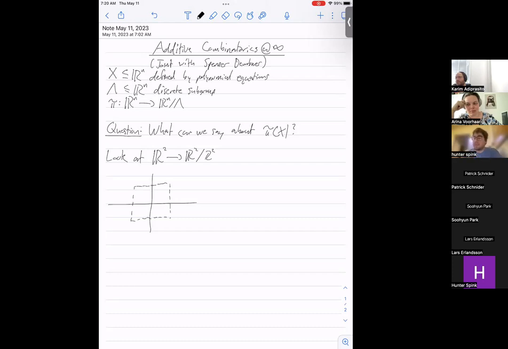So for example, if my variety is just the circle, then pi of X doesn't do anything scary. It just returns the same circle. So here I would have my model of R^2 mod Z^2, which is a square with opposite sides identified. And we would just see the circle. So here, pi of X is nice. And there weren't even any new interesting points that were approximated in the limit. So it's actually equal to its closure.